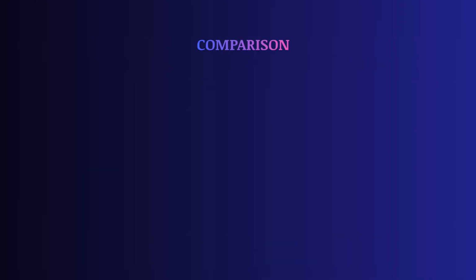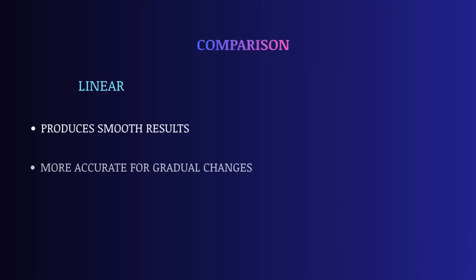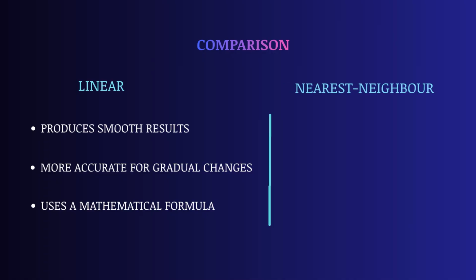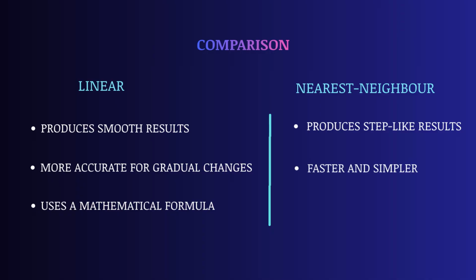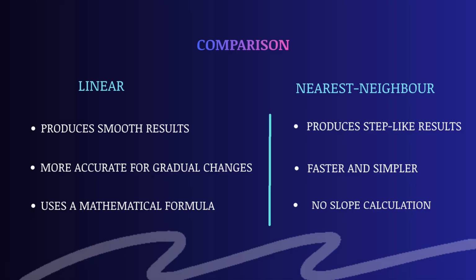Comparison between the two methods. Linear interpolation produces smooth results, is more accurate for gradual changes, and uses a mathematical formula. Nearest neighbor interpolation produces step-like results, is faster and simpler, with no slope calculation. So the choice depends on the type of data and application.